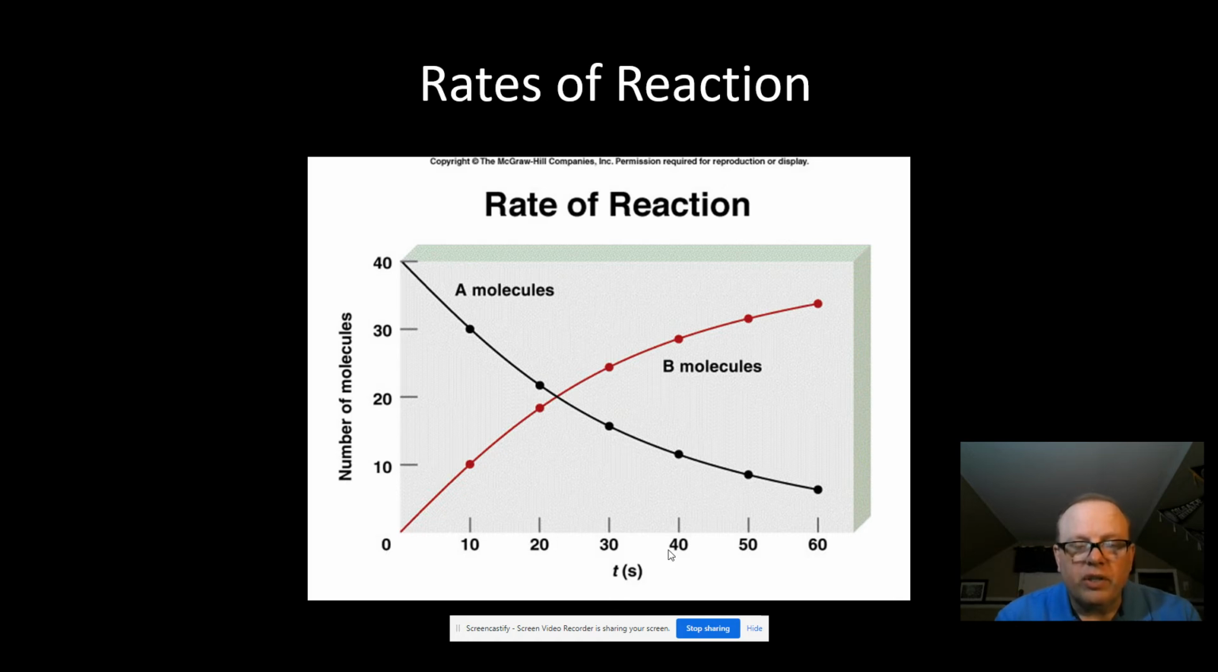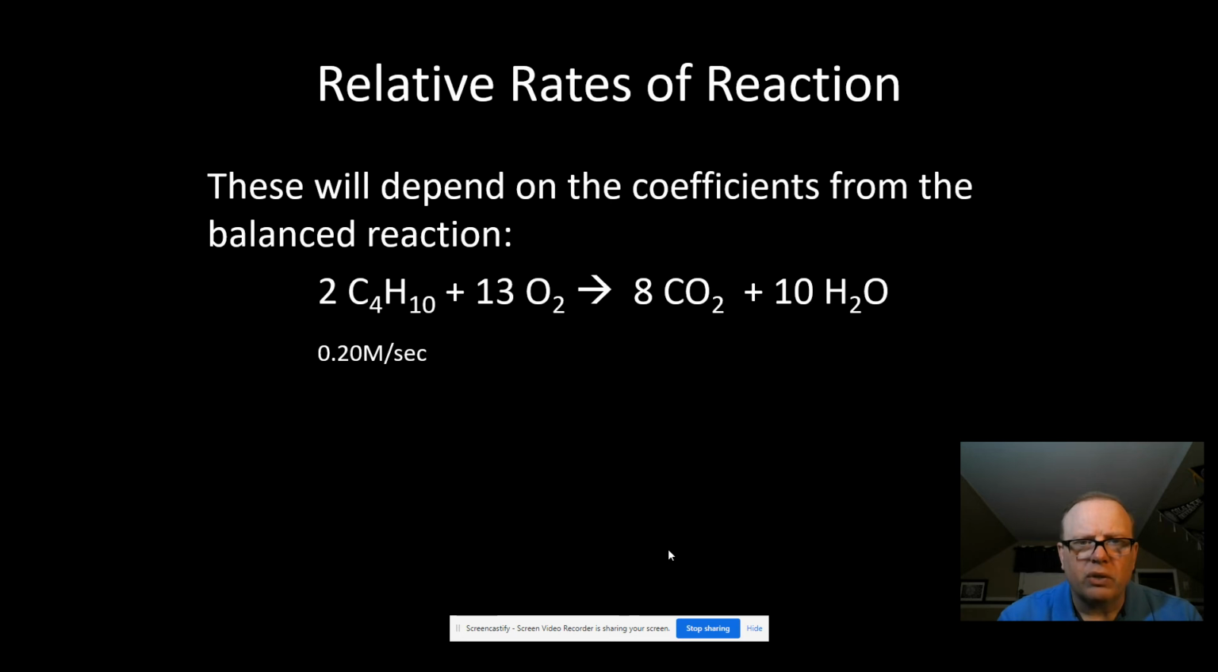Again, shown on this diagram, we have the molecules of A, which are the reactant, and then the molecules of B, which are the product. So we start with A and no B at all, and then as we go, the concentration of A decreases while the concentration of B increases. And again, this is just how a reaction progresses.